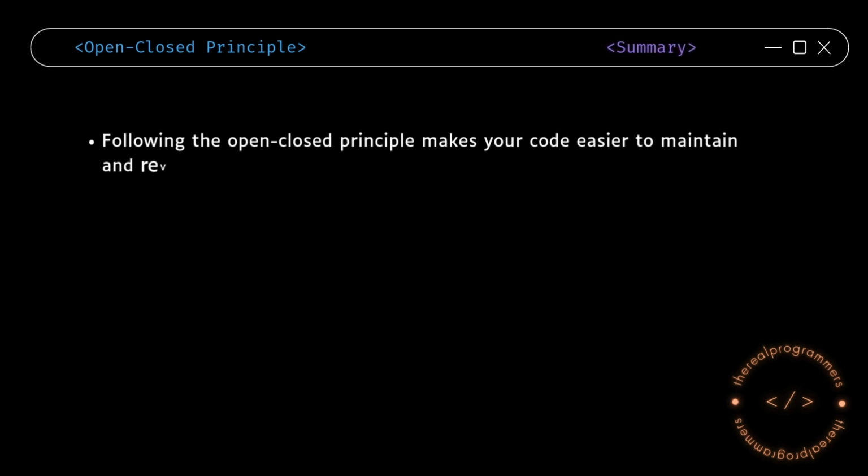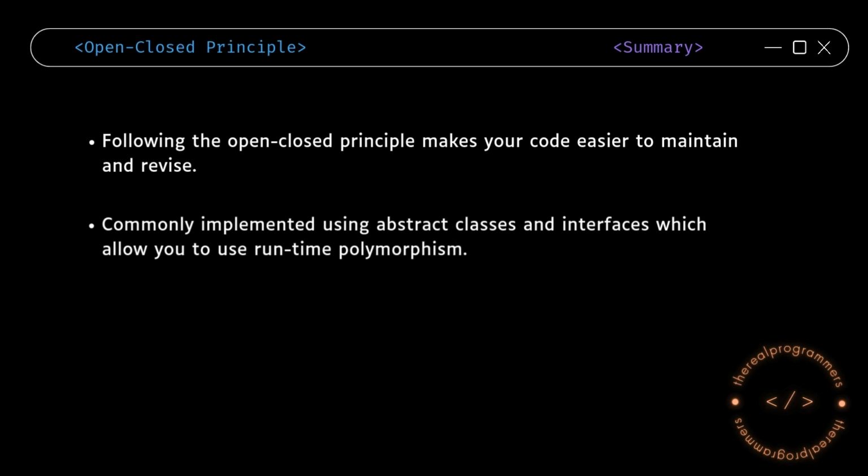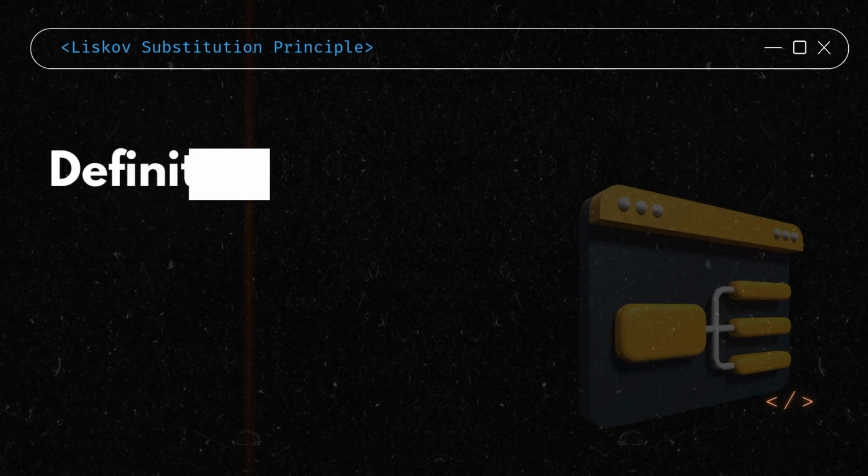The open-close principle recognizes that you may need to add or change something in existing and well-tested classes, and there are risks associated with every change which can create problems or bugs. So, by following the open-close principle, your code becomes easier to maintain and revise. The open-close principle is commonly implemented using abstract classes and interfaces, which allow you to use runtime polymorphism by polymorphic substitutions. Let's look at the Liskov substitution principle next.